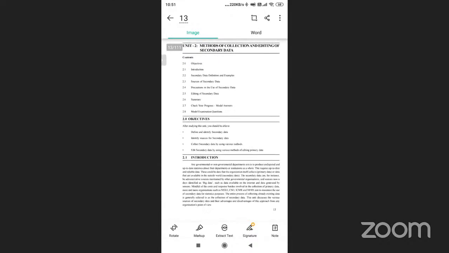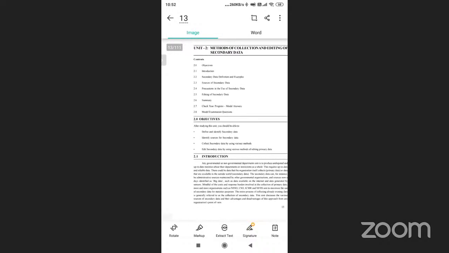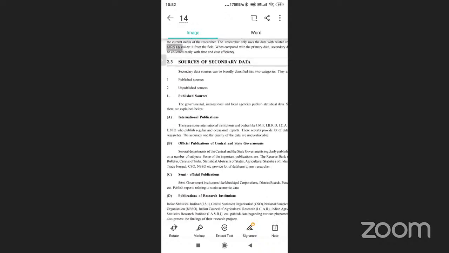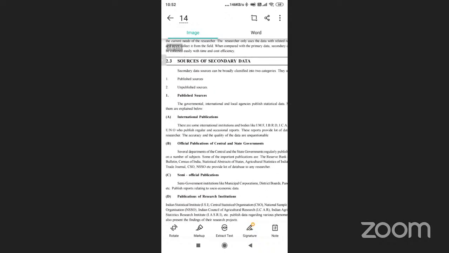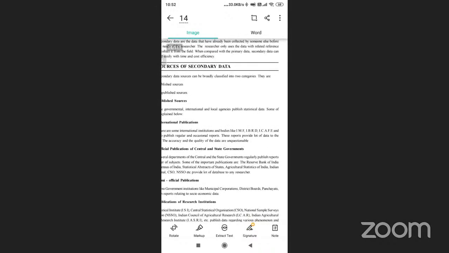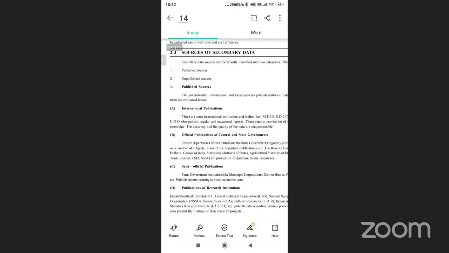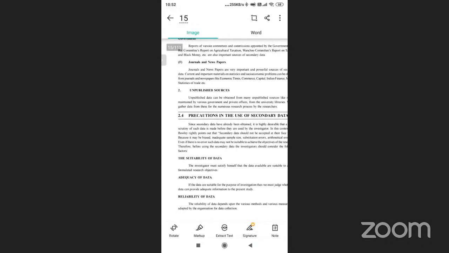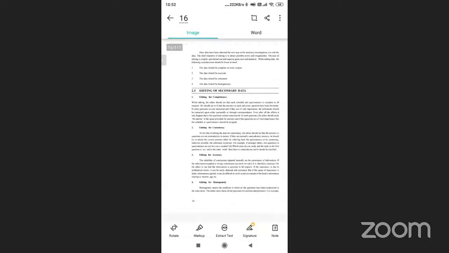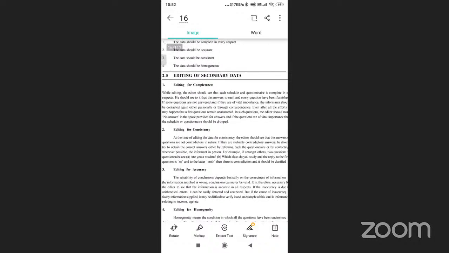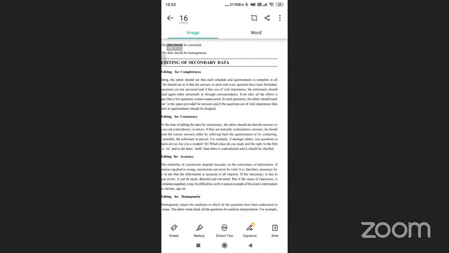Now coming to methods of collection and editing of secondary data. What are the methods? Objectives, introduction. Sources of secondary data: published sources, unpublished sources. The government, international, local agencies publish statistical data. Some of them are explained below: international publications, official publications of central and state governments, semi-official publications, publications of research institutions, journals and newspapers, unpublished sources. Precautions in the use of secondary data, editing of secondary data, editing for completeness, editing for consistency, editing for accuracy, editing for homogeneity.